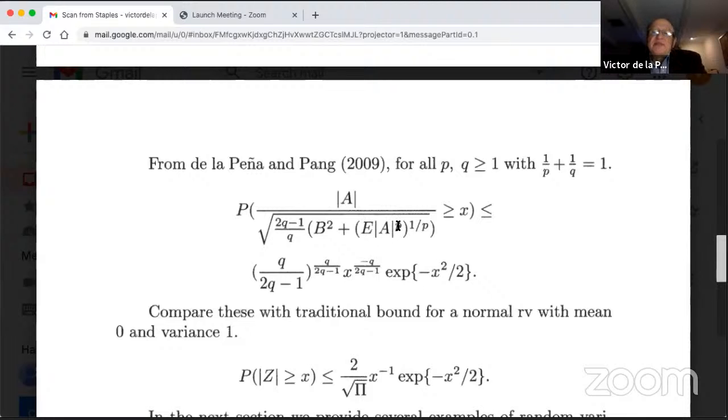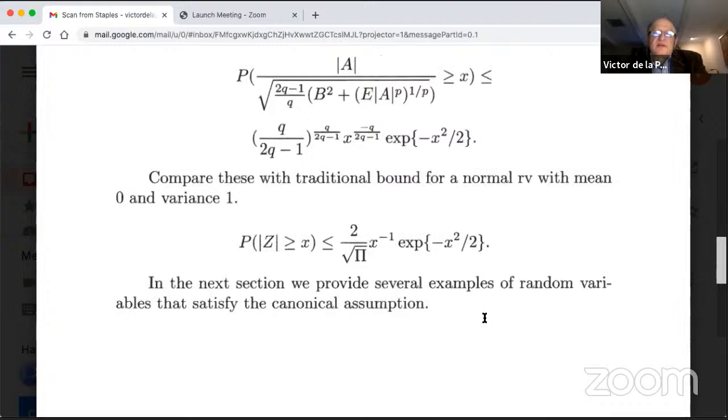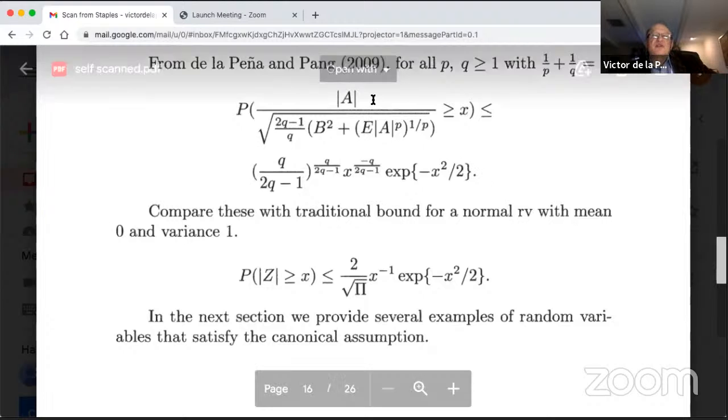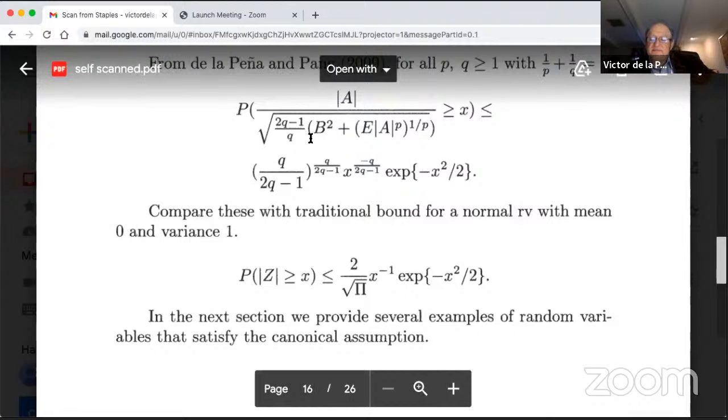Now this is for any p and q bigger than or equal to 1, with 1 over p plus 1 over q equal to 1. Now let's compare this with the normal distribution. Probability that C is bigger than x is less than or equal to 2 over square root of pi, x to the minus 1, e to the minus x squared over 2. So you see the decay rate is the same. But we are not making any assumptions about the dependence between A and B.